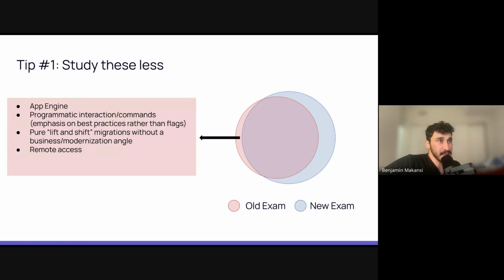Fourth, remote access to VMs. This used to be tested. It's much less of a focus now. Quotas and limits and billing. You don't need to know this nearly as much anymore. Some networking stuff as well, like subnet sizing, CIDR blocks, IP management. The old exam had more detailed networking questions about that, but they're emphasizing more of these managed solutions with VPCs in the cloud in this new exam.